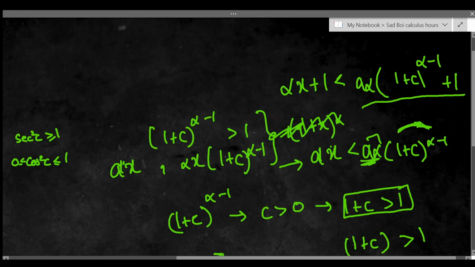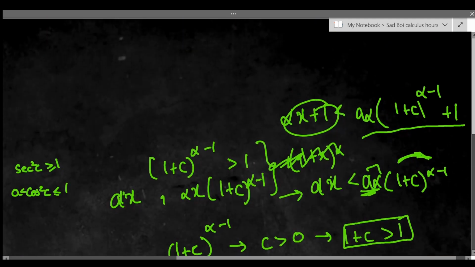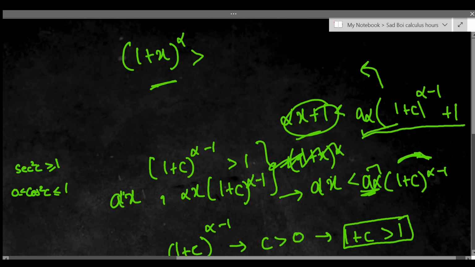This value is greater than this, and we know that this particular value equals (1 plus x) to the power alpha. So (1 plus x)^alpha equals alpha x times (1 plus c)^(alpha minus 1) plus 1, and this particular value is greater than this. So this particular value is again greater than alpha x plus 1.